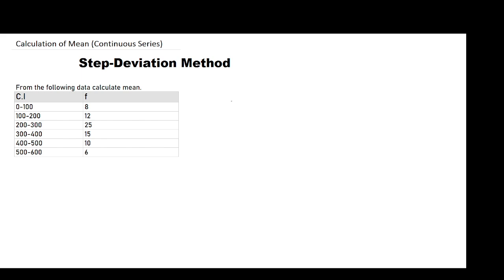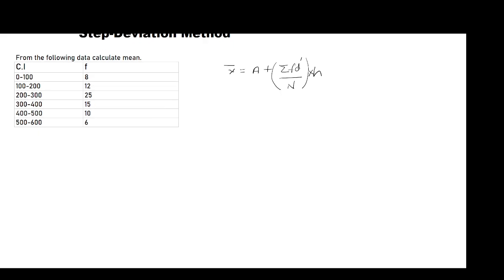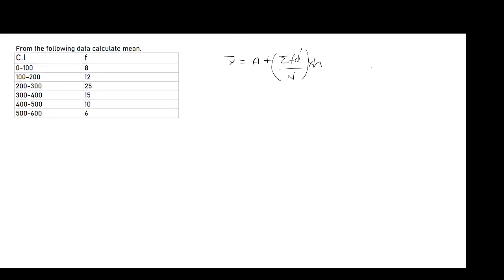First we will write the formula. Formula is X bar is equal to capital A plus summation F into D dash divided by capital N into H. X bar is equal to A plus summation FD dash by N into H. This is the formula for calculating mean for continuous series using step deviation method. Again we know what D dash is. D dash is equal to M minus A divided by H, where H is the width of the class interval.